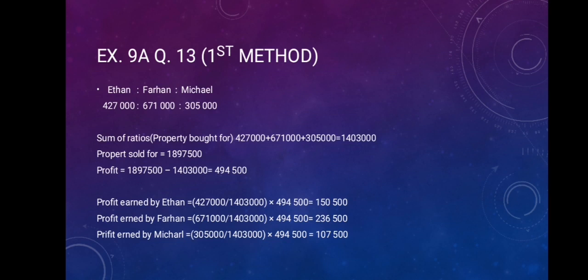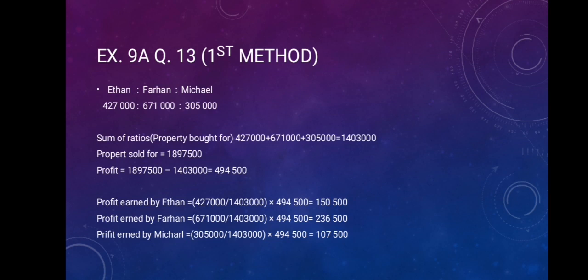So in order to calculate the profit earned by Ethan, we have to put his ratio in the numerator, which is 427,000. We need to divide this by 1,403,000, and then multiply it with the profit, which is 494,500. If we simplify that, we are going to get 150,500. So this is the profit which is earned by Ethan.